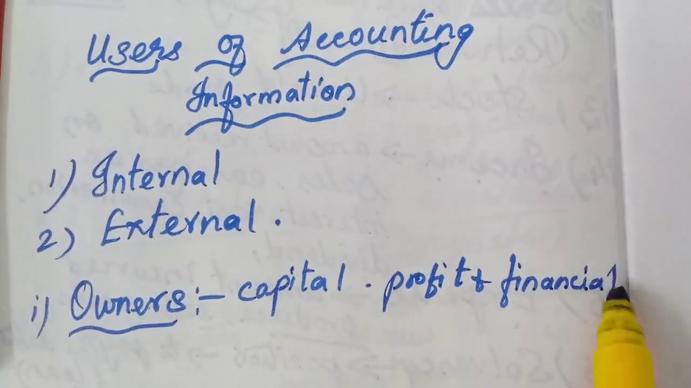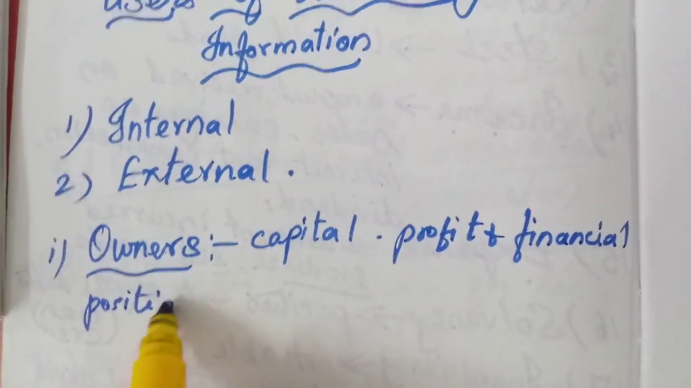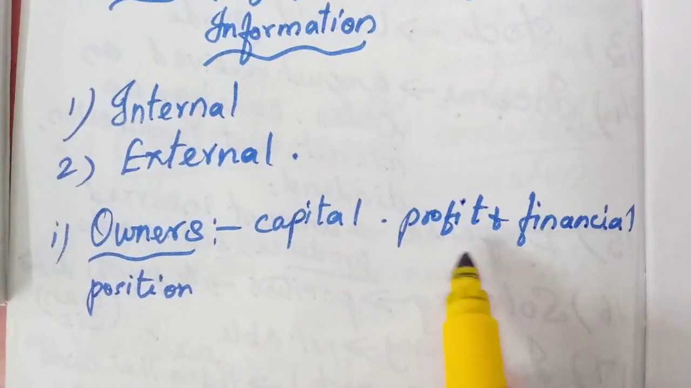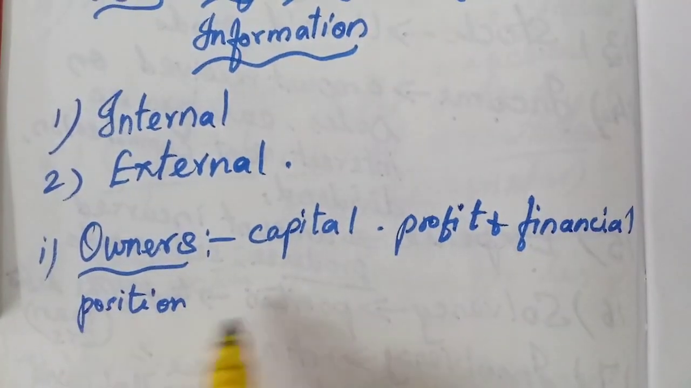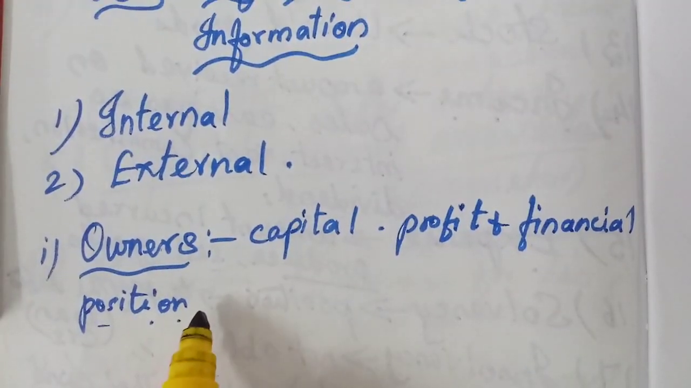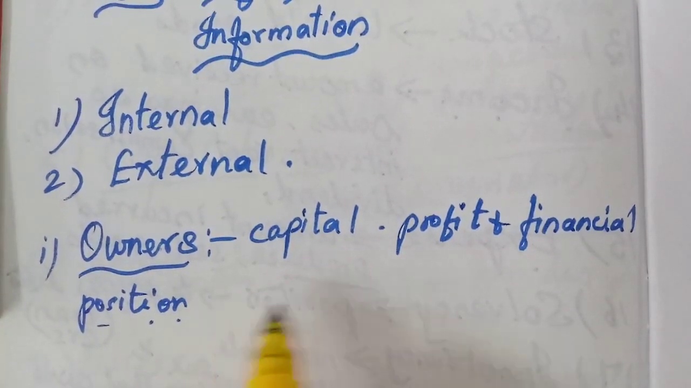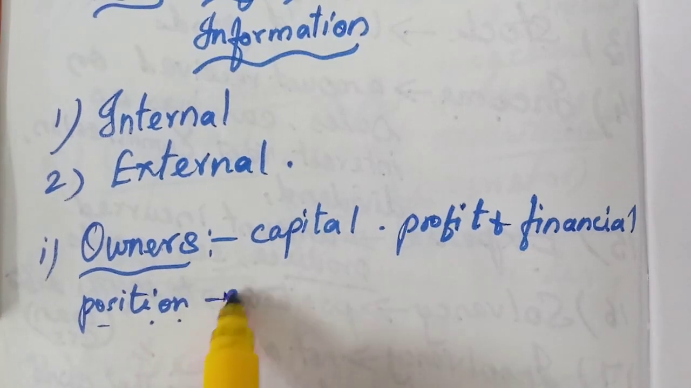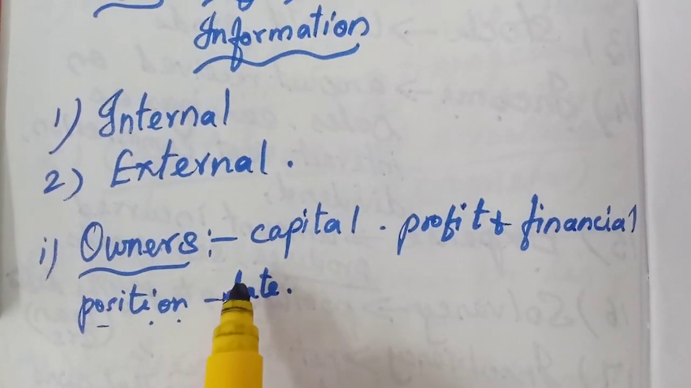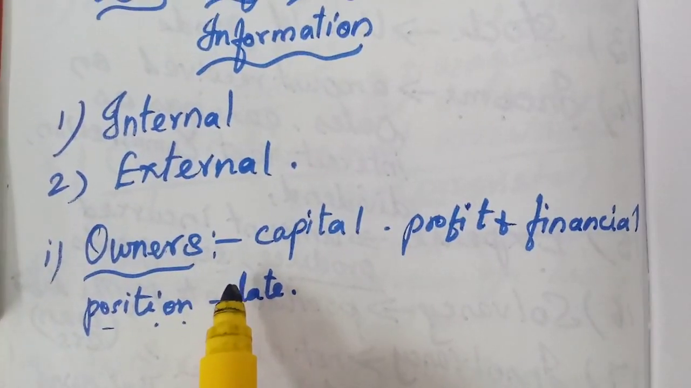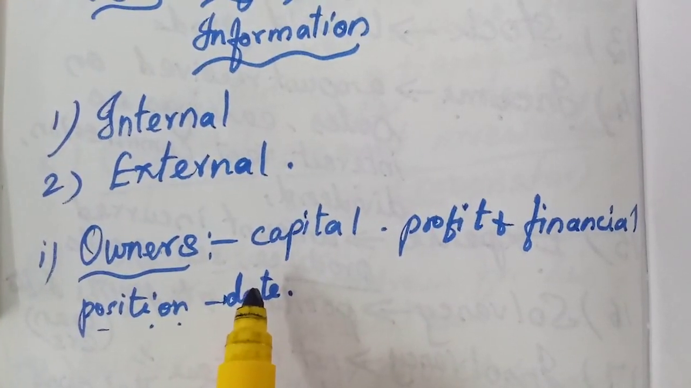These words we are often using, you might have understood, I think. Financial position. These two he wants to know: whether he has earned any profit and how much the profit is, and what is his financial position. Financial position means what assets or properties he is using in his business. These two he wants to know on a particular date. So for this purpose he has to prepare the books of accounts. So he is the main user of accounting information.